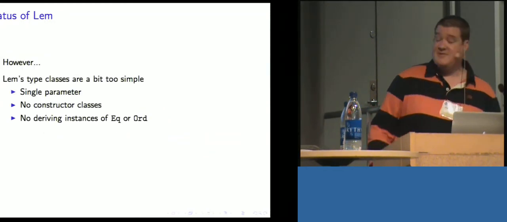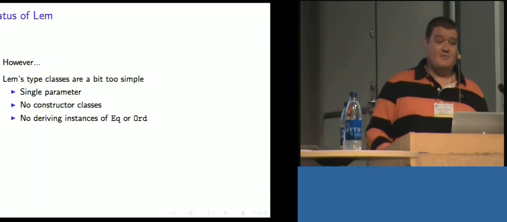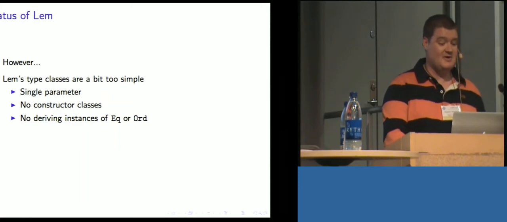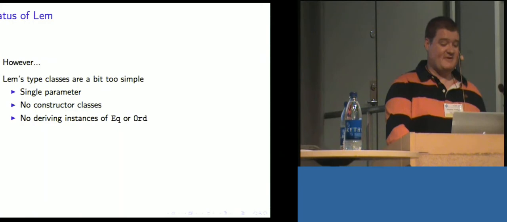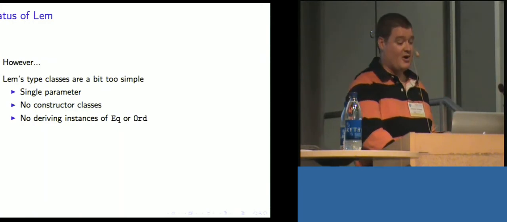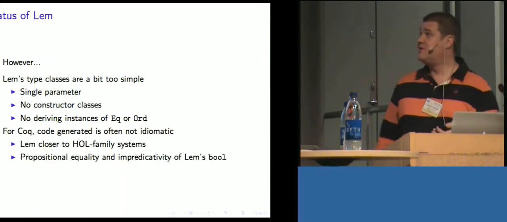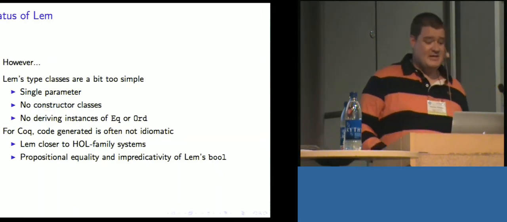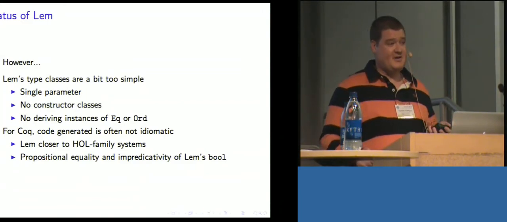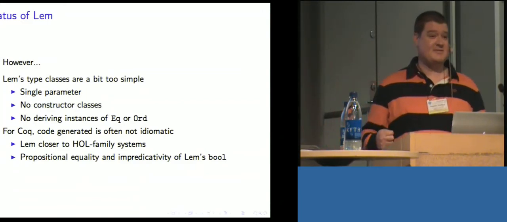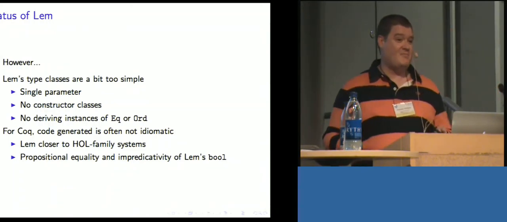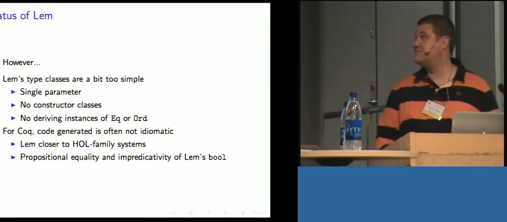However, Lem's type classes are still a bit too simple. They're single parameter, and there are no constructor classes, so you can't hammer monads into Lem using them. There's also no deriving of common instances of common type classes like Eq or Ord. And also for Coq, the code generated is often not quite idiomatic. Admittedly, Lem is closer to the HOL family of systems, and in particular, the bool type in Lem causes a big problem for Coq, which doesn't identify Prop and bool like the HOL family systems do.